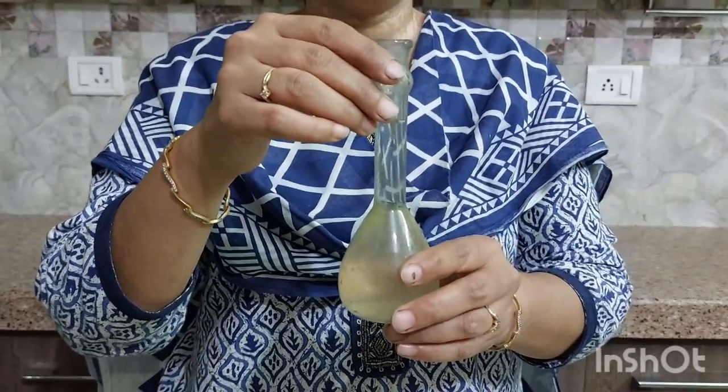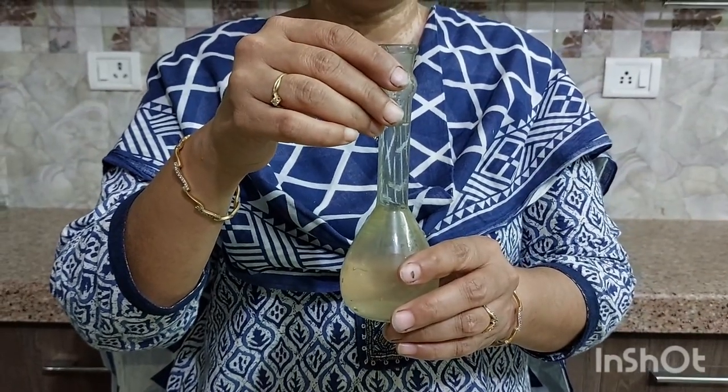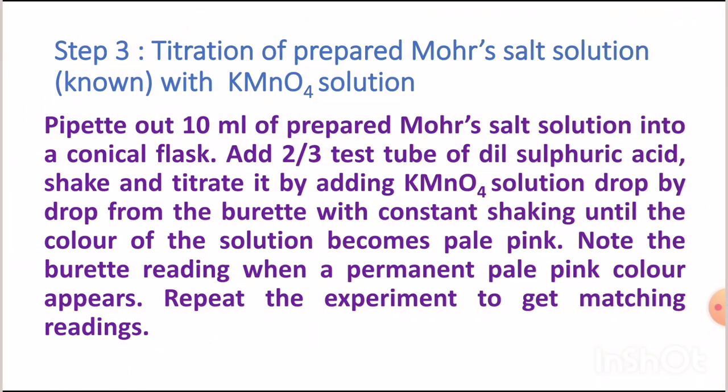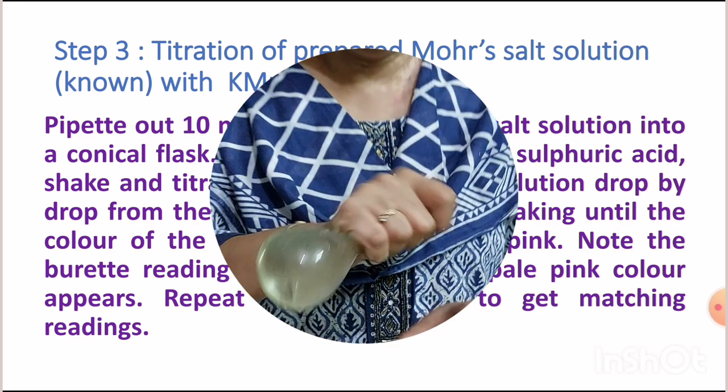Now this is N/30 solution of ferrous ammonium sulfate. The third step is titration of the prepared Mohr salt solution, that is the known solution, with KMnO4 solution. So pipette out 10 ml of prepared Mohr salt solution into a conical flask. Add 2/3 test tube of dilute sulfuric acid. Shake and titrate it by adding KMnO4 solution drop by drop from the burette with constant shaking until the color of the solution becomes pale pink.